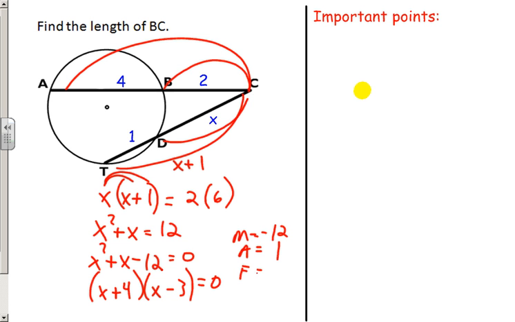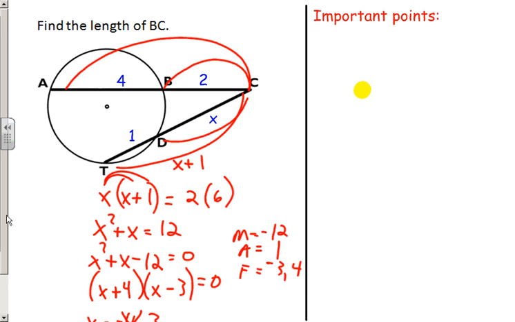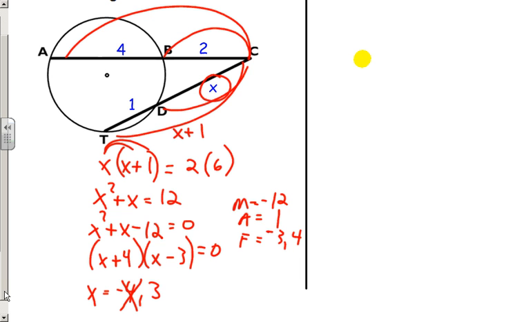And I got those numbers by figuring out what multiplies to negative 12 but adds to 1. And I figure, well, 4 and 3, but it's going to be negative 3 and positive 4 that multiply to negative 12 but still add to positive 1. So therefore my answers for x are negative 4 and 3. But negative 4 doesn't work, because if negative 4 was plugged in here, I would get a negative segment, and that makes absolutely no sense. So your answer to this one is actually just x has to be 3. And that's your final answer to that question.